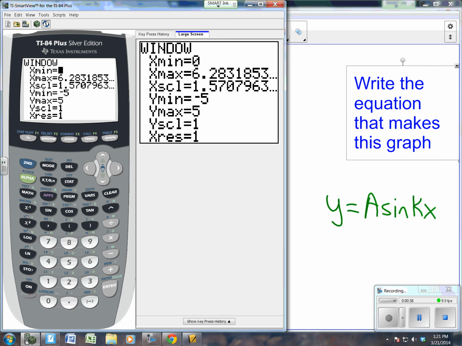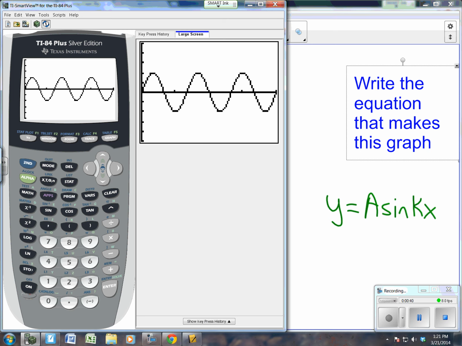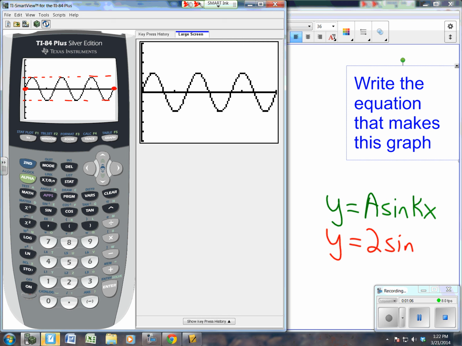Now, if we look at the graph right here, that means that this starts at 0, 0, and it ends at 2 pi, 0 right there. Now remember, A is determined by the amplitude. What's the amplitude here? It's 2, because it goes up to +2 and down to -2. So I know in my equation y equals 2 sine. I've got to figure out what k is.